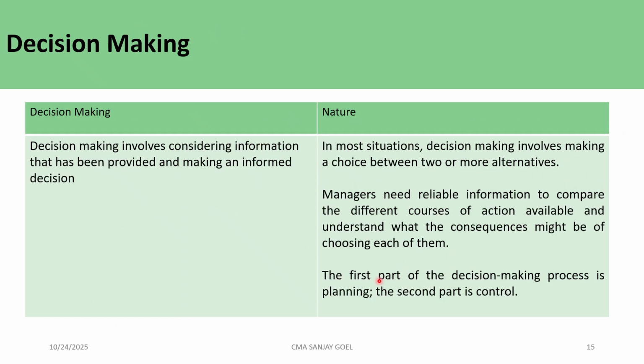Decision making. The first part of decision making is the planning and the second part is the control. So decision making is a process of making decisions.